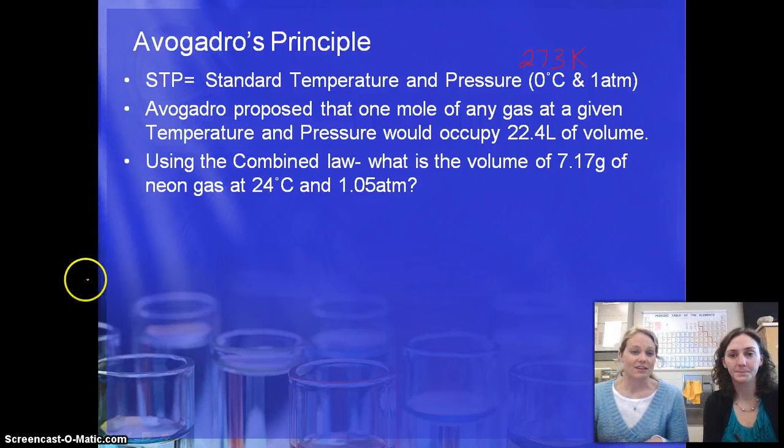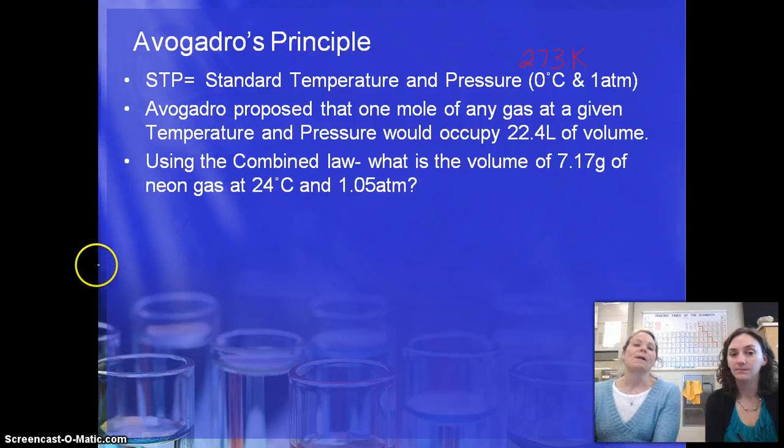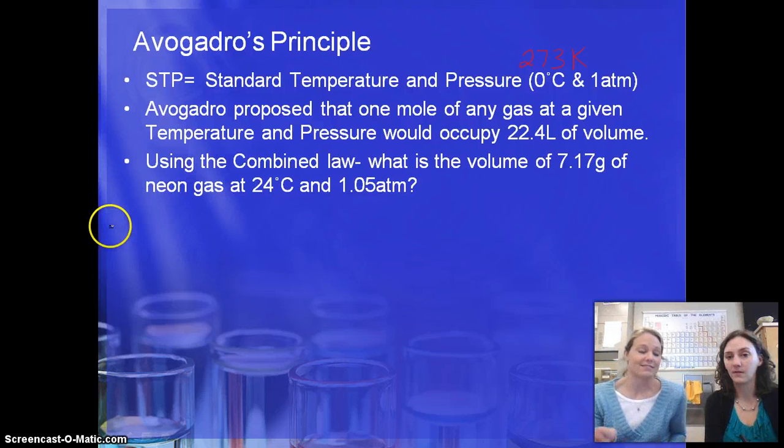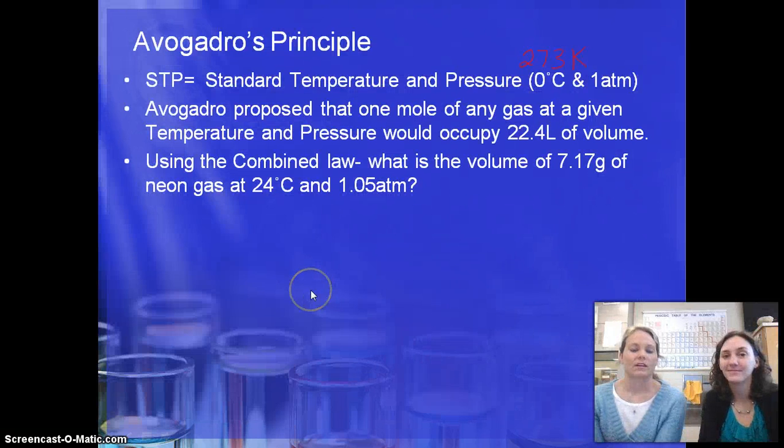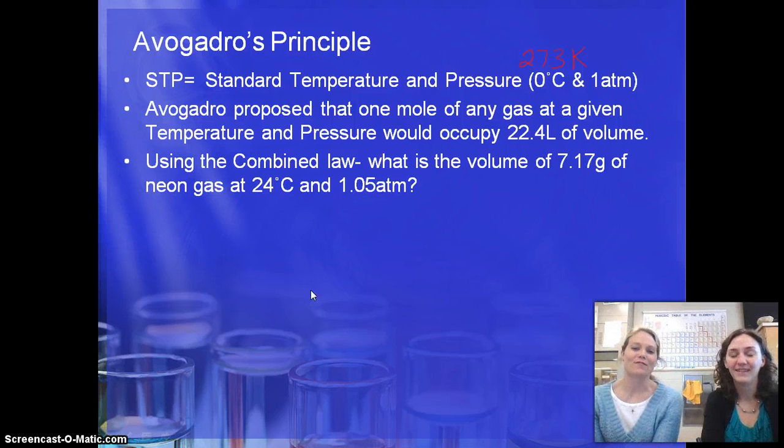So what we've got, using the combined law, which is your P1 V1 over T1 equals P2 V2 over T2, you're going to use that law plugging in STP values. Here's what we've got, because there's not a whole lot of numbers in here, so they've got to be able to pull out the information. This is using the combined law. Using the combined law, what's the volume of 7.17 grams of neon gas at 24 degrees Celsius and 1.05 atm?